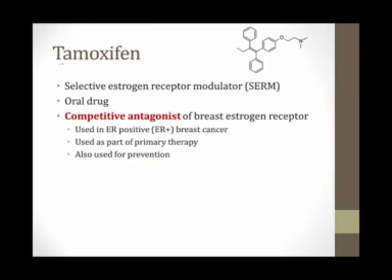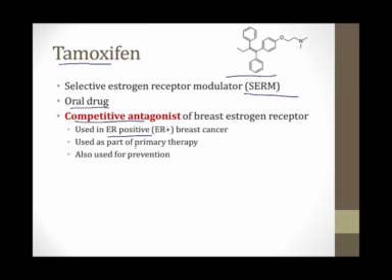Our next drug is tamoxifen. This is its structure shown at the top right of the screen here. Tamoxifen is a selective estrogen receptor modulator, or a SERM. It is an oral drug that's used in the treatment of breast cancer. It's useful in breast cancer because it's a competitive antagonist of the estrogen receptor found in breast cells. It's used in breast cancers where the tumor expresses the estrogen receptor. These are called ER-positive breast cancers.